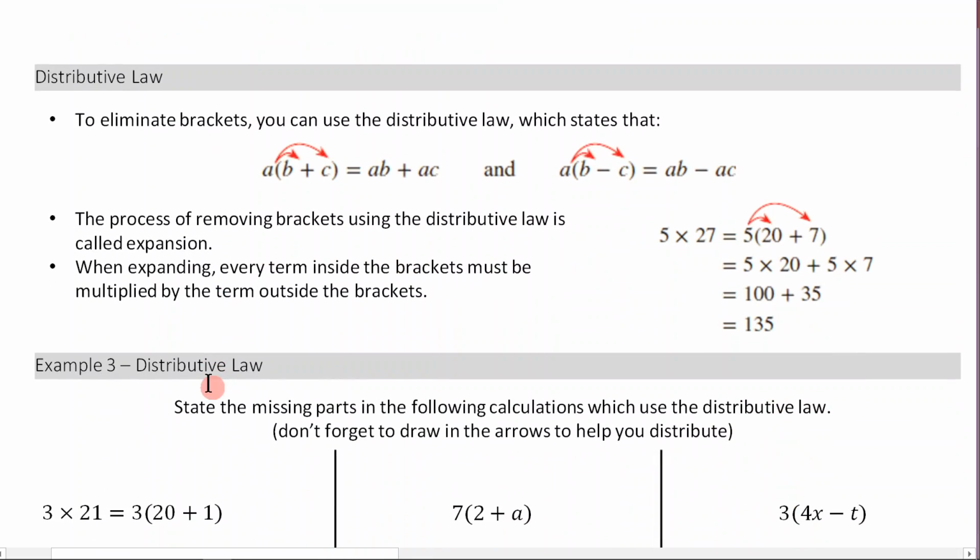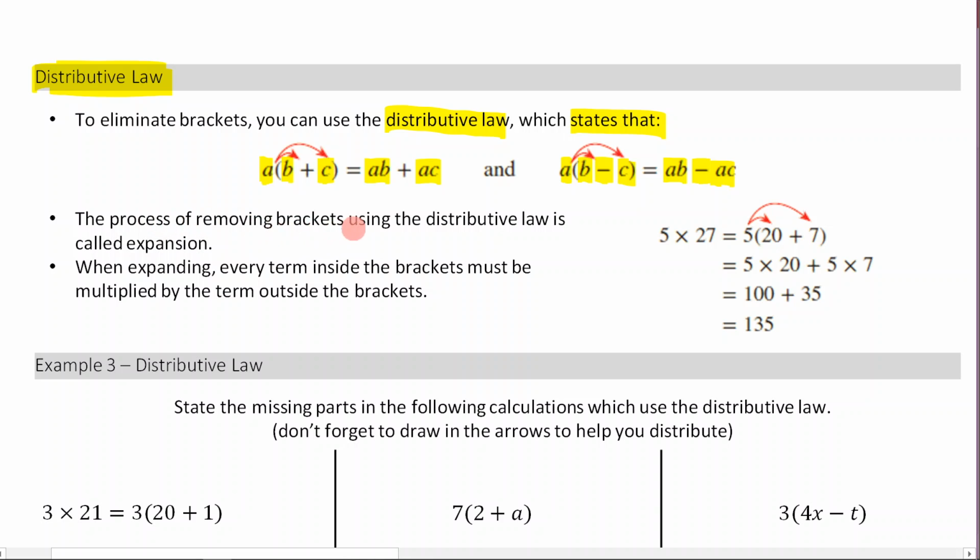So now we're going to get into a bit of theory, and we're going to talk about what this is called. This is called the distributive law. It reads, to eliminate brackets, you can use the distributive law, which states that, as you can see here, a times b, a times c, in which we get ab plus ac. And over here, we have a times b, which is ab. And as you can see, we have a minus there. And if we have a minus there, we have a minus here. And a times c, which is ac.